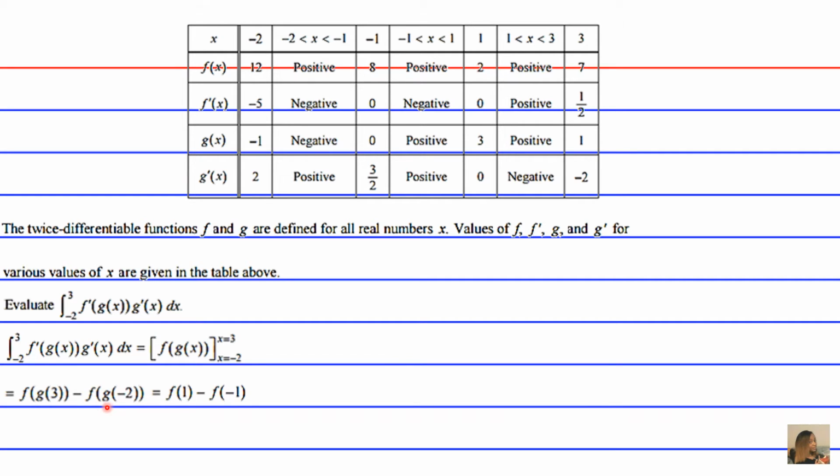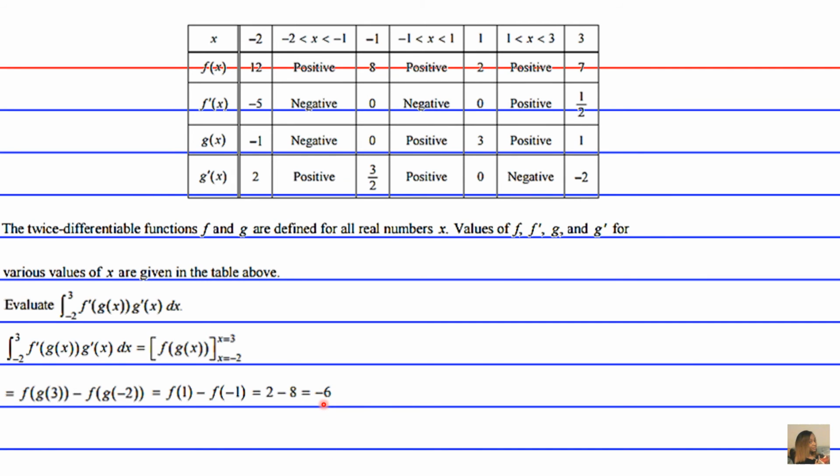Okay, and so if you look at the table and you look at the g row, g of 3 is 1. That's where you get your 1 from here. And then g of -2 is -1, so that's where you get the -1 from. And then if you continue on, f of 1 right here is going to give you 2, and then f of -1 is 8. Therefore, your final answer is -6.